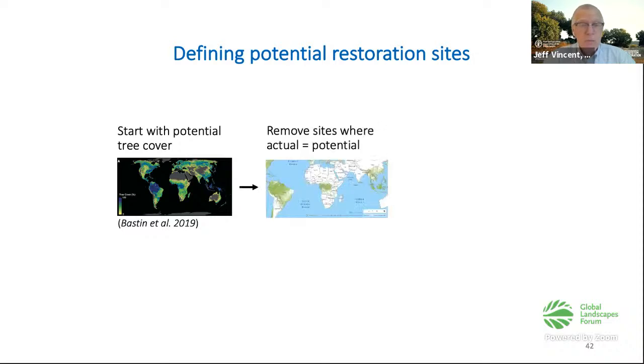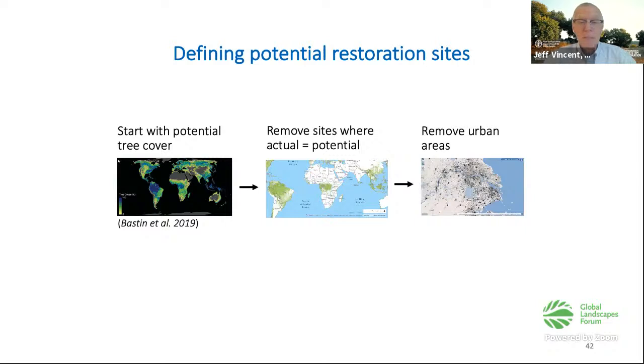Then the tool removes from that layer of potential areas where trees can grow the sites where the existing amount of tree cover is equal to potential. So these would be areas where it's not possible to have more forest cover. So we take those sites out. So we're now left with a set of sites where forests can grow, but they're currently not at their potential level of tree cover. Next, please.